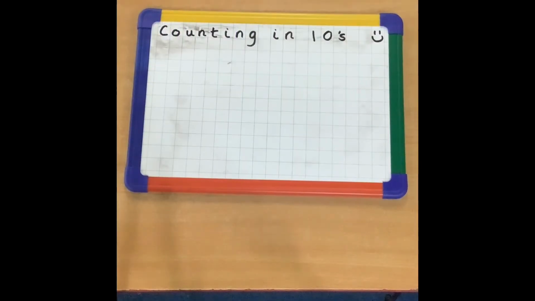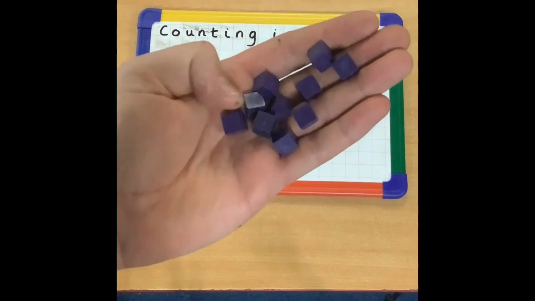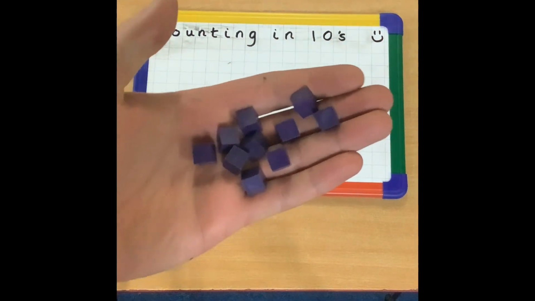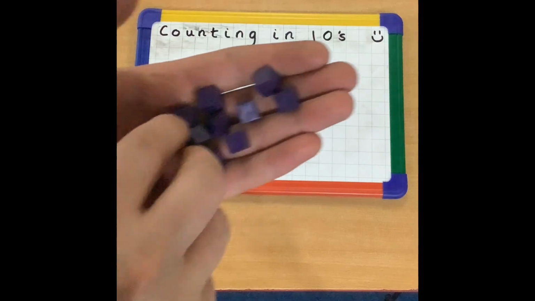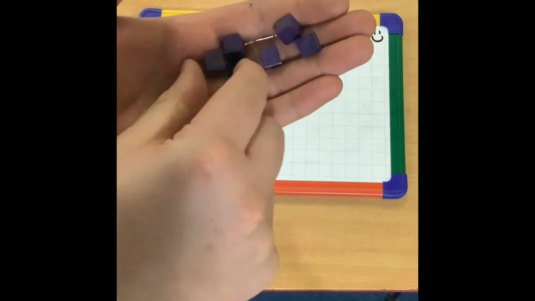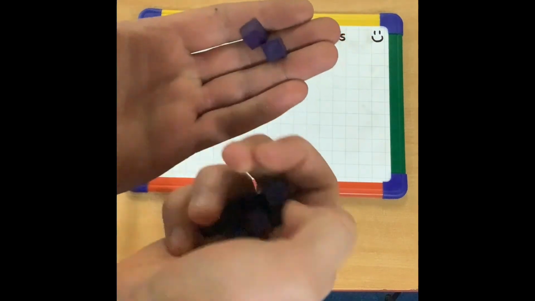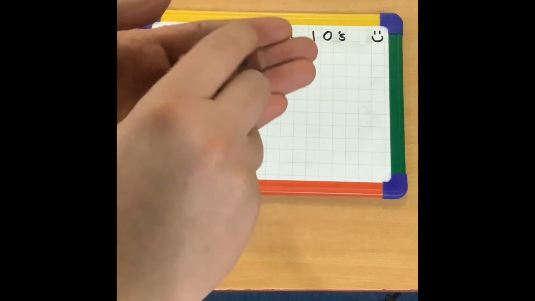We can also show this using our maths equipment, and here we have these little purple squares which are called deans, and I have got 10 of them. 1, 2, 3, 4, 5, 6, 7, 8, 9, 10.